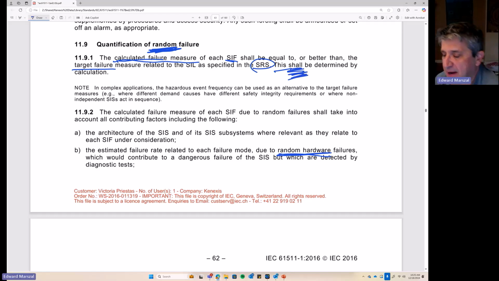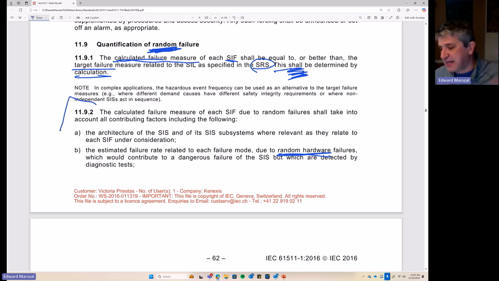This shall be determined by calculation. So the standard right out of the gate says having a cookie cutter cookbook is not okay. You pick a SIL and then you quantitatively verify you achieve that via calculation, not an option. So that's 11.9.1: for every function I have, I'm going to quantitatively, by calculation, verify that I achieved my target. That's clause 11.9.1.